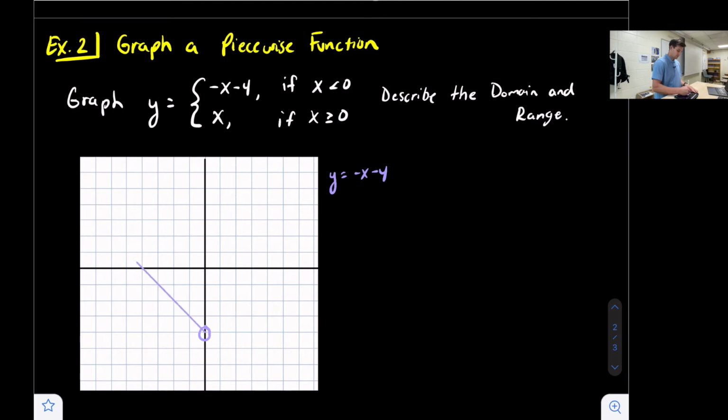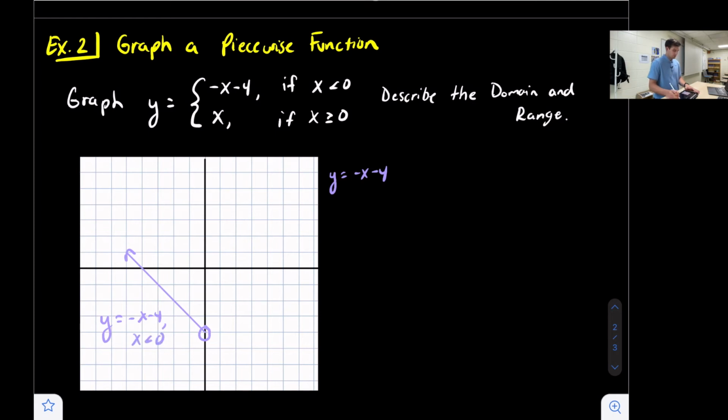So up and left. Notice how our line is going downhill, right? If I was looking at it from left to right. And so that is our first piece there. Okay, so this would be y equals -x minus 4 when x is less than 0.